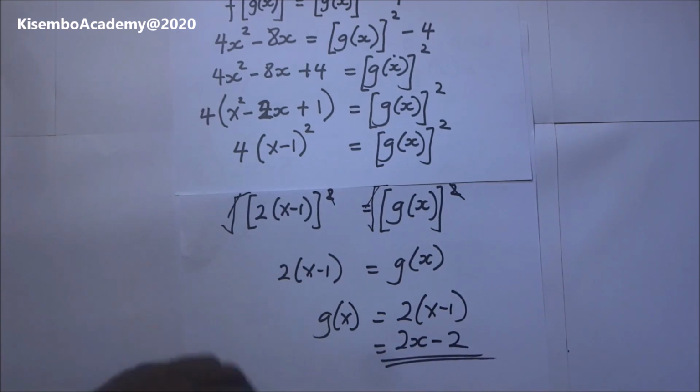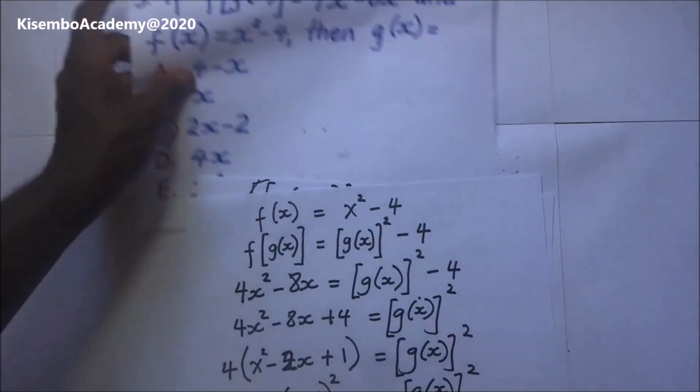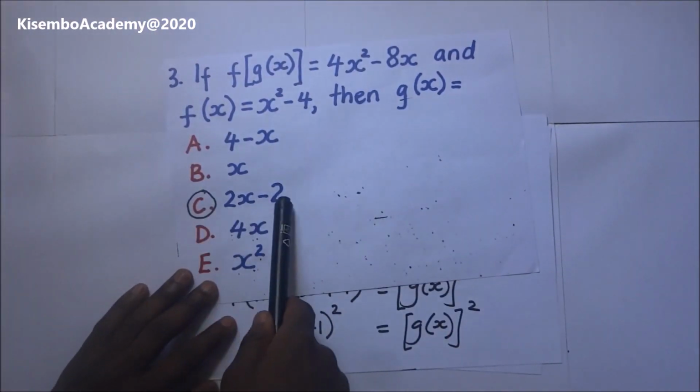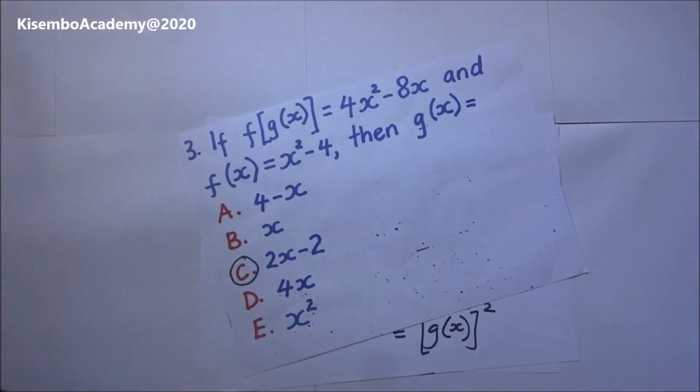And if you look into our answers, 2x minus 2 is C. That is the right answer. So that's the second way of looking at this.